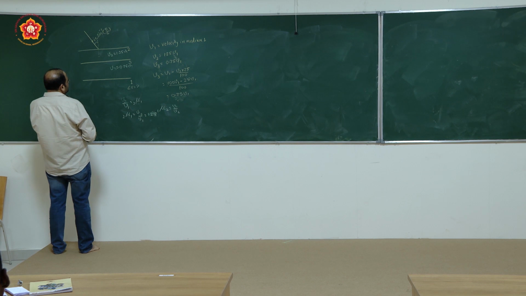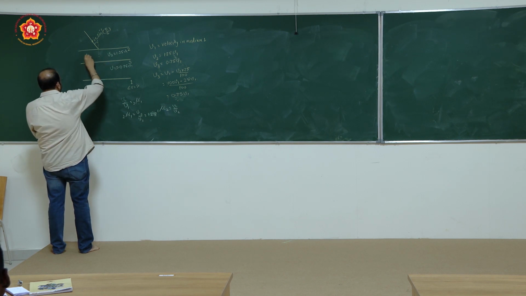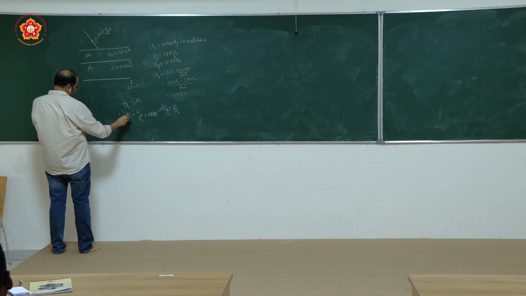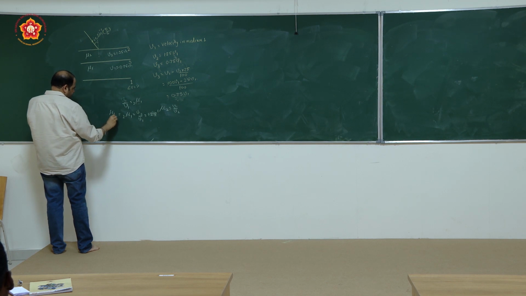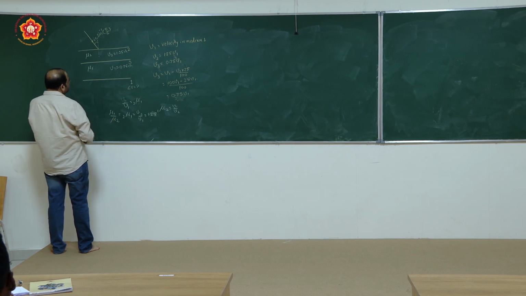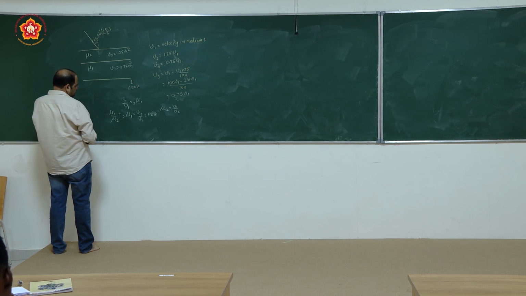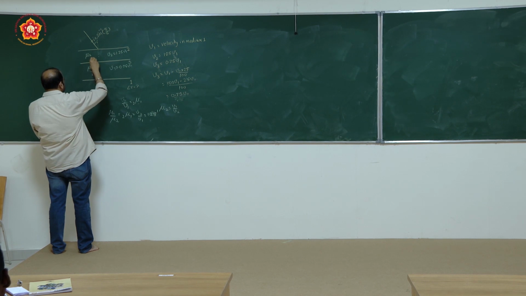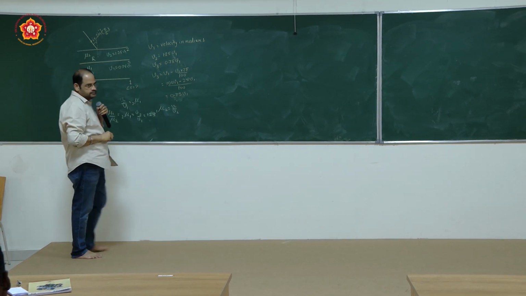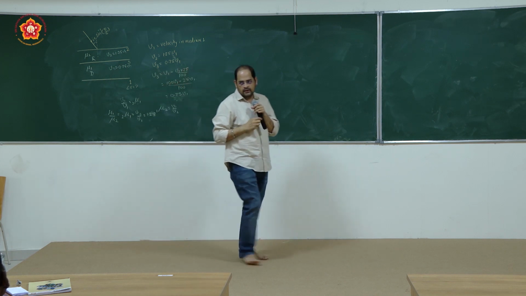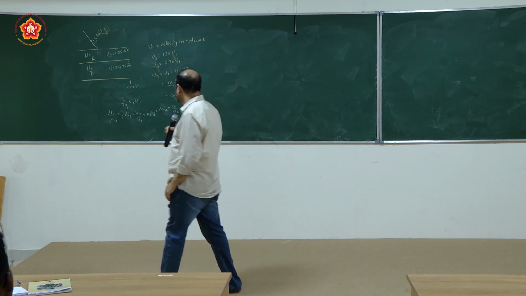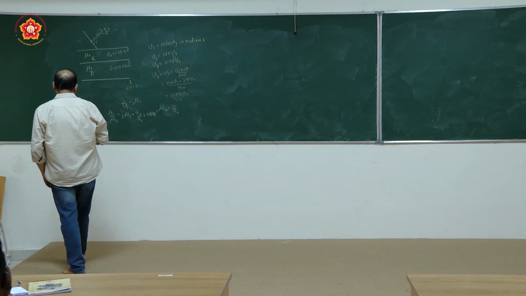So V2 by V1, so the refractive index here will be μ2, here it will be μ1. So you will be able to have μ2 by μ1. This will be μ1 by μ2. Am I right? So μ1 will be greater than μ2. So this is a denser medium. This is a rarer medium. Right, right.